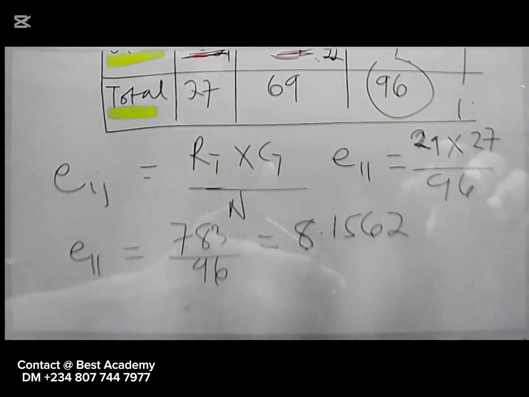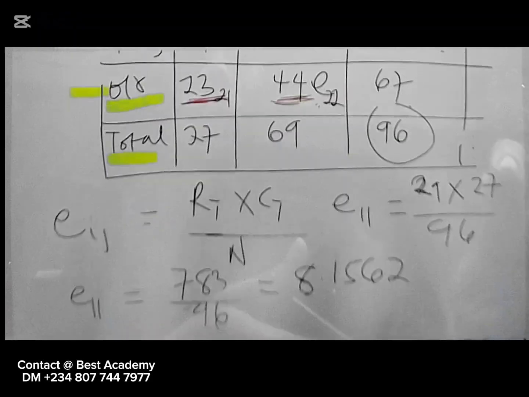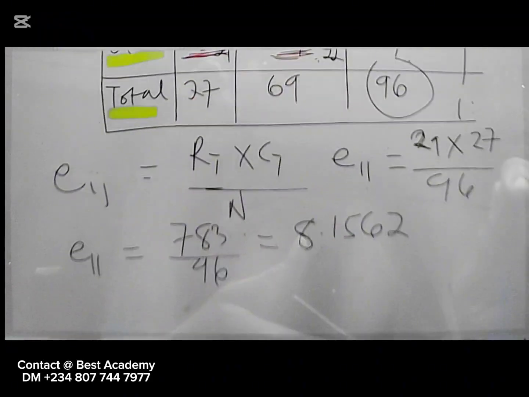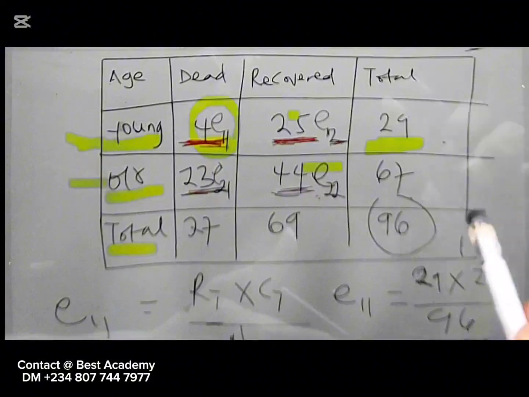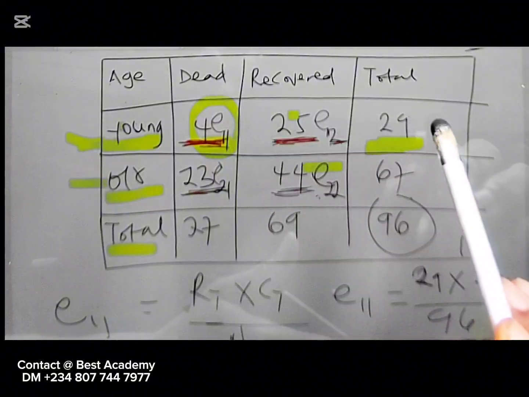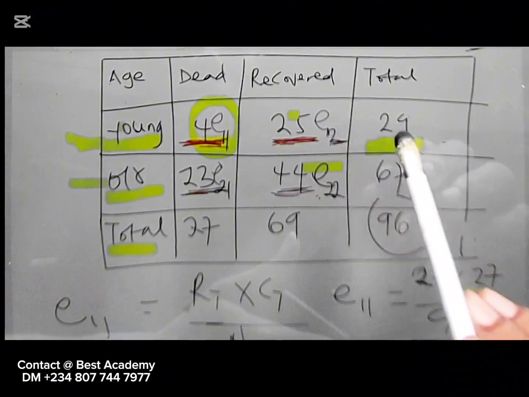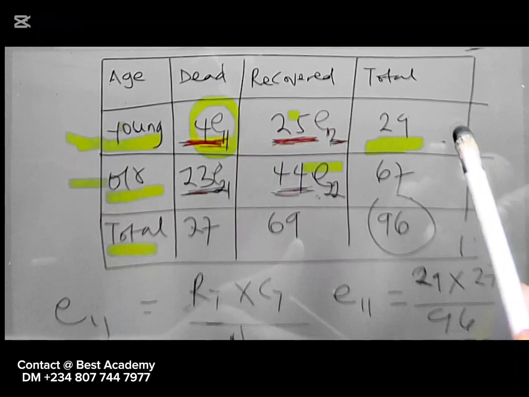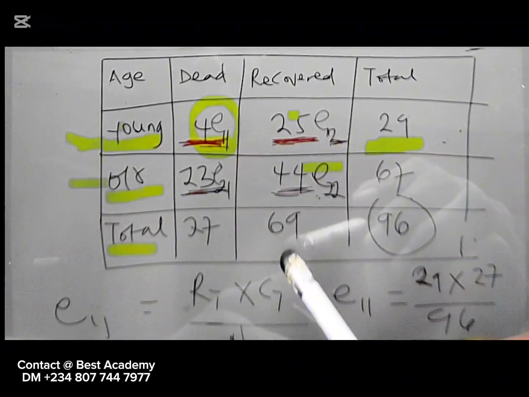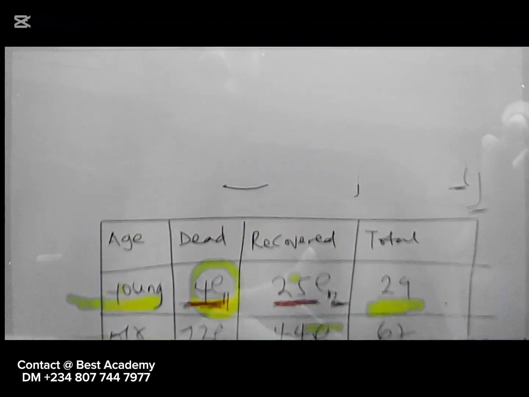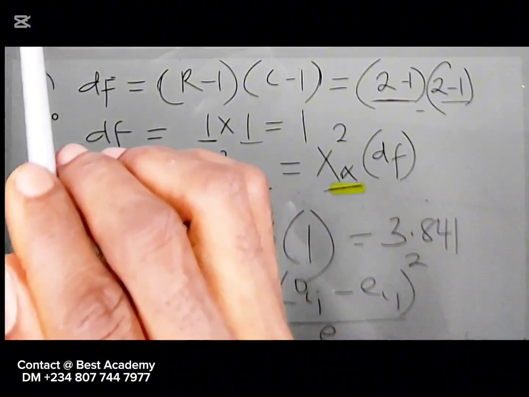Okay, so let's do the same thing for the next one, E of 1 2. I have to take the total of the row, because E of 1 2 is found at this first row, and the total of the column, which is this one, 69. Let me clean this part.